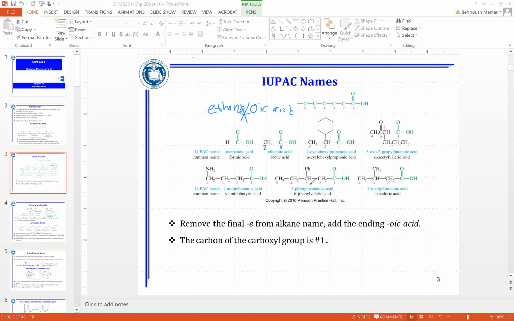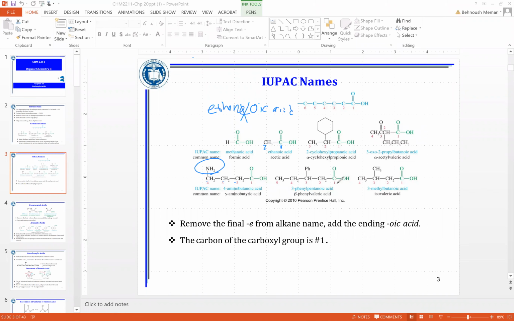So if you have butanoic acid, 1, 2, 3, 4, anything that does not take a number, and if it is another functional group or a branch, you have to name it first and give the location. So we have an amino group on carbon number 4. So it would be 4-amino butanoic acid.